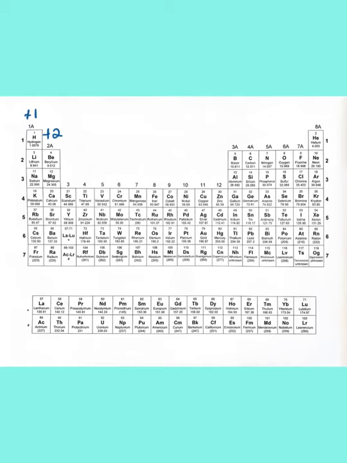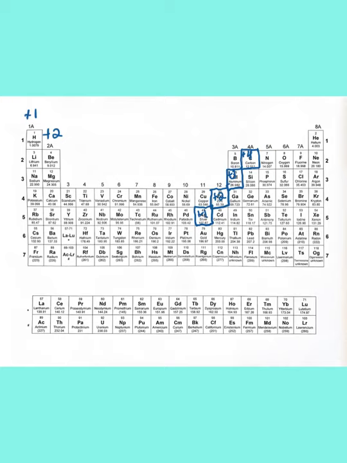Now, those other 6, check this out. Carbon, aluminum, zinc, silver. They're all in a line. And look, plus 4, plus 3, plus 2, plus 1.